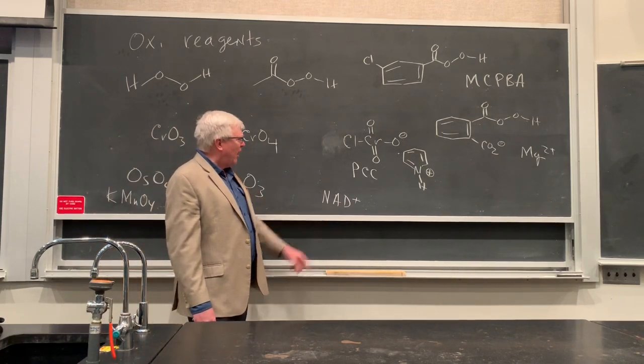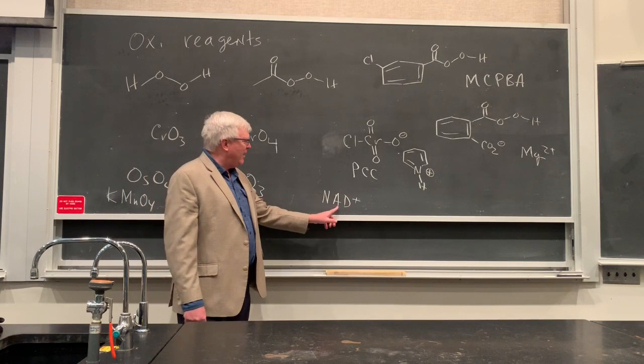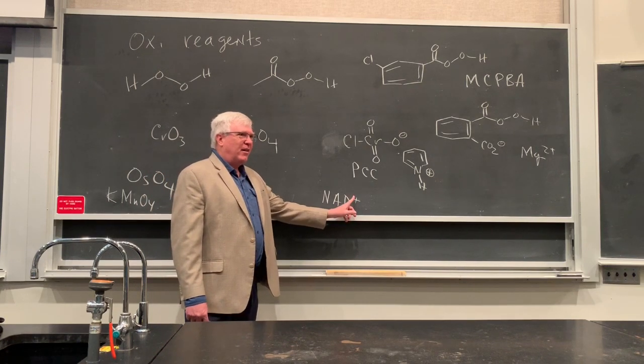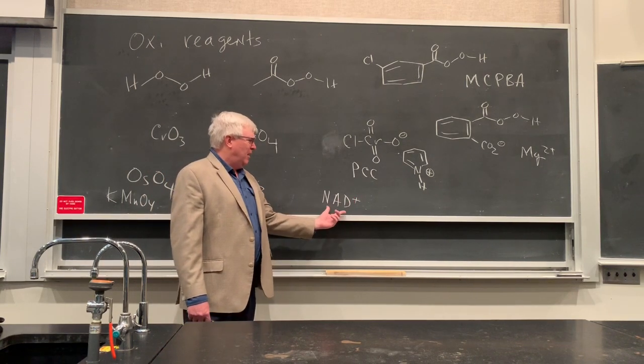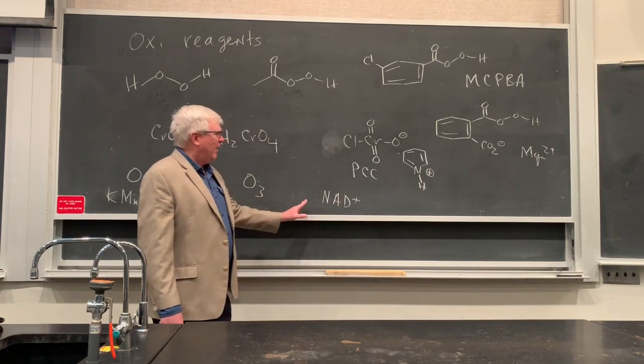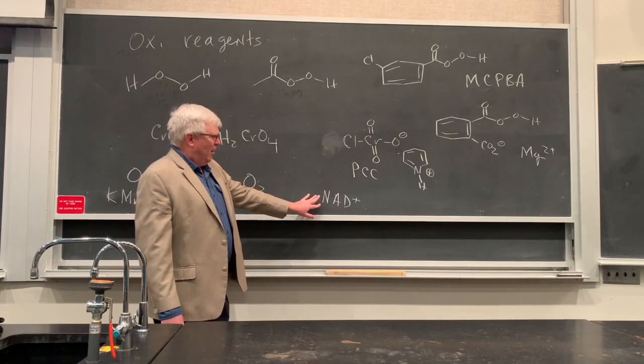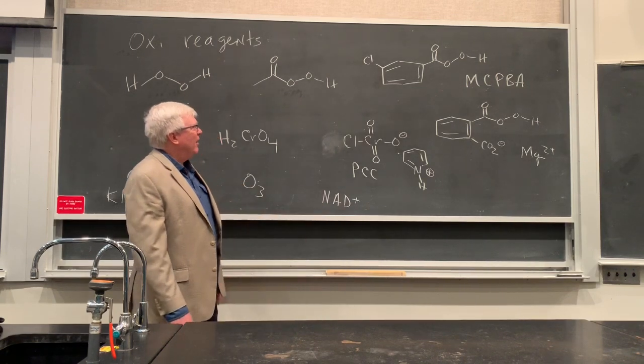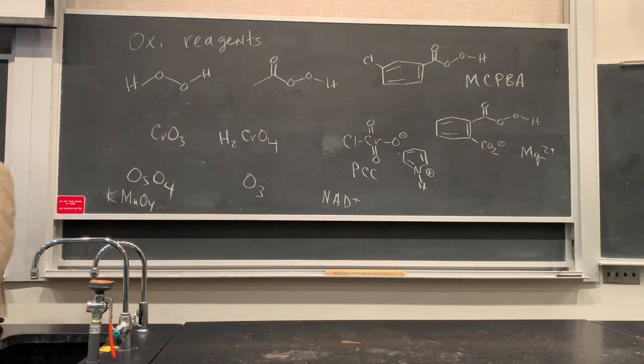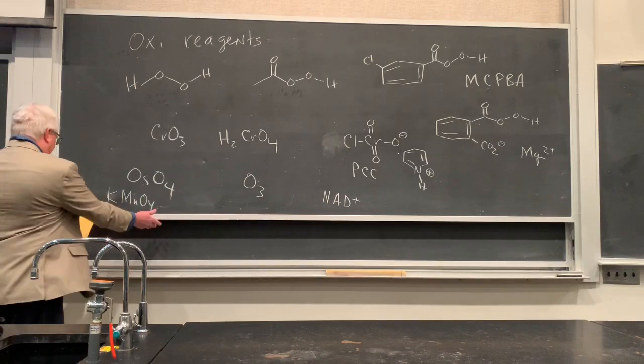And then Mother Nature's oxidant is actually nicotinamide adenine dinucleotide, the positive cationic form. And this is how alcohols are taken to aldehydes and carboxylic acids in the cell. So we'll relate that to some of these here. But those are the oxidizing agents we need to know. Let's look at them and get into some of the specifics here.